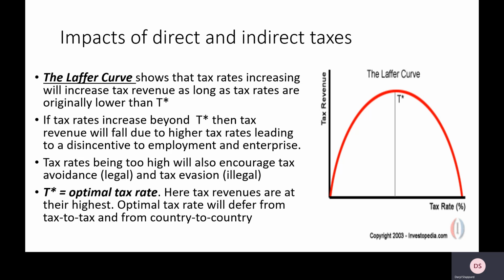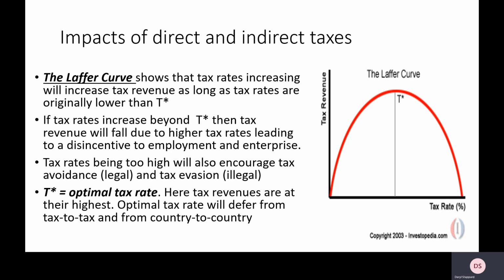But also, if you made tax rates too high, then you will incentivize tax avoidance and tax evasion. Tax avoidance is legal. That's finding clever loopholes in tax laws. You may be using tax havens, etc. Tax evasion is illegal. This is people doing things cash in hand, etc. In other words, they're deliberately and illegally not paying their taxes.